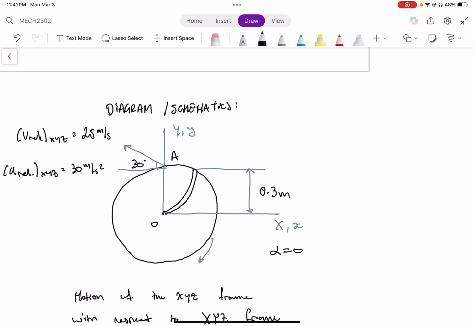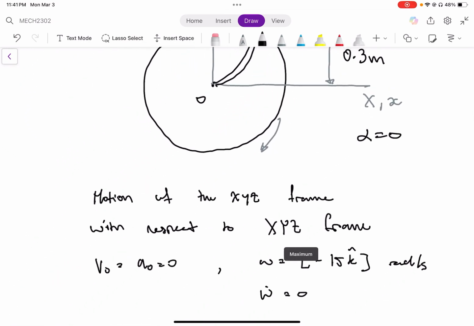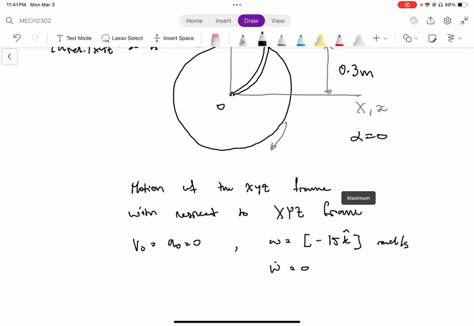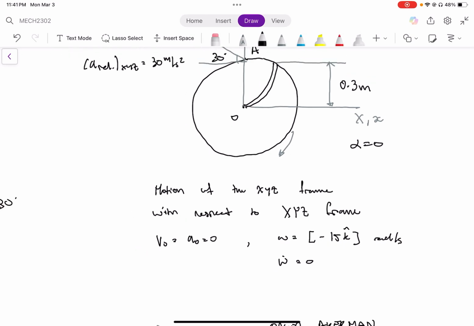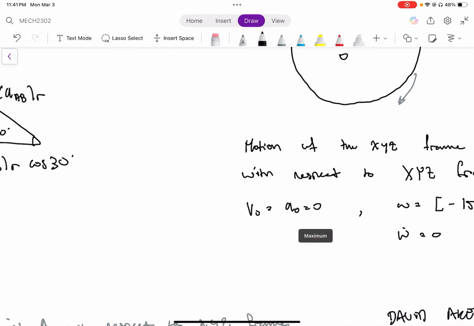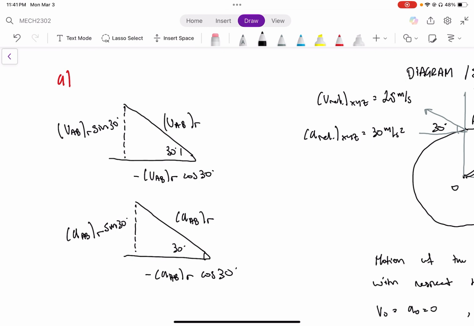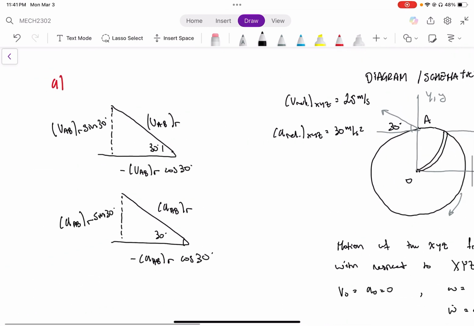This is the Y and X, and the acceleration equals 0. So the motion of the xyz frame with respect to the bigger XYZ frame: V naught equals A naught equals 0, which means the angular velocity is negative 15k, and the angular acceleration, omega dot, would be 0. These are the triangles, the ratios, that we're going to be using later on with the 30-degree angle that we were given.